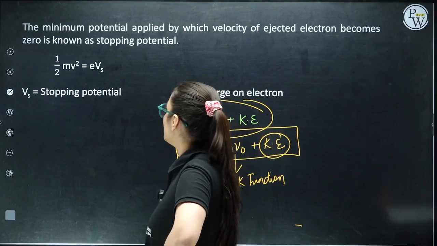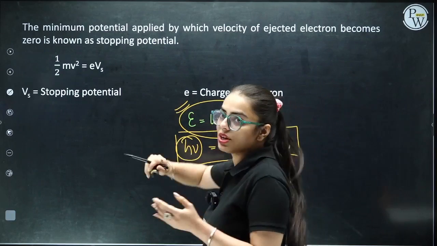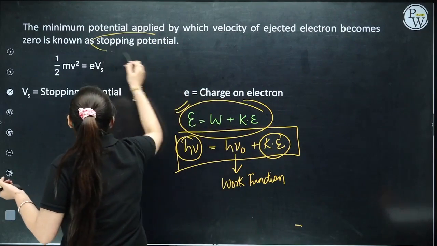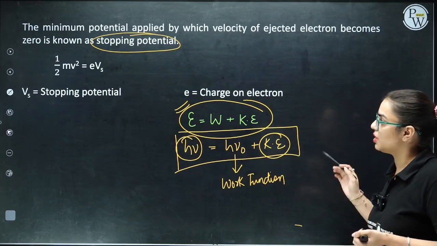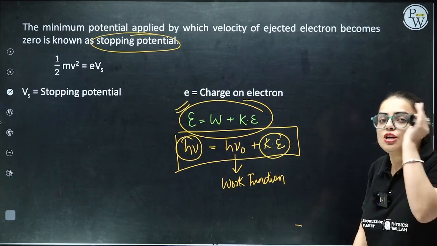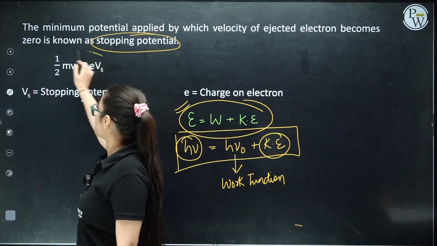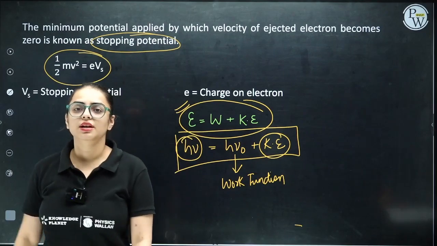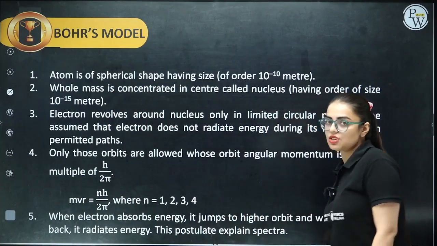Right, students? Now, the minimum potential applied by which the velocity of the ejected electron becomes zero is referred to as stopping potential. You see, in order to stop this process, because electrons will start to liberate out, there is stopping potential. That minimum potential you will apply so that electrons won't get emitted. And that stopping potential is equal to this. Clear, students? Now, moving on to the most important topic of our today's session, that is Bohr's model.